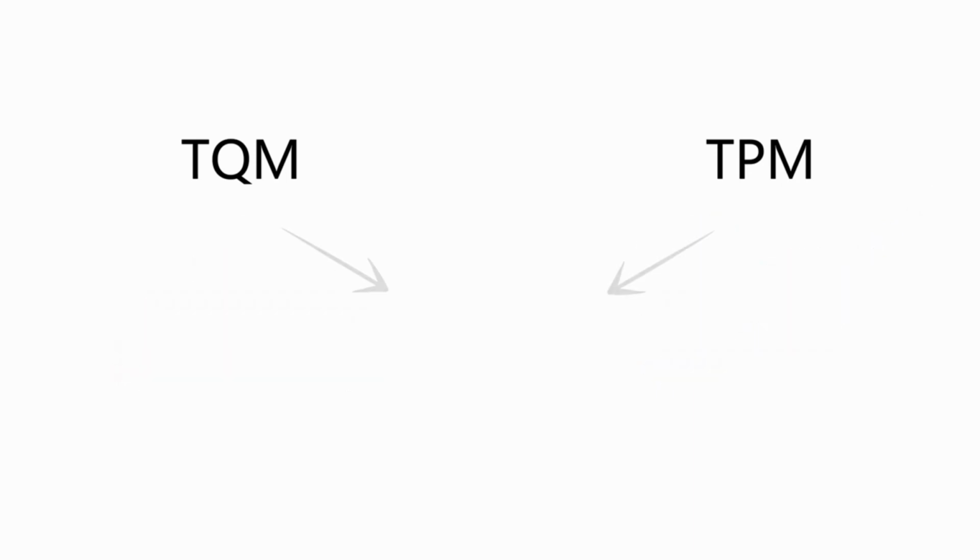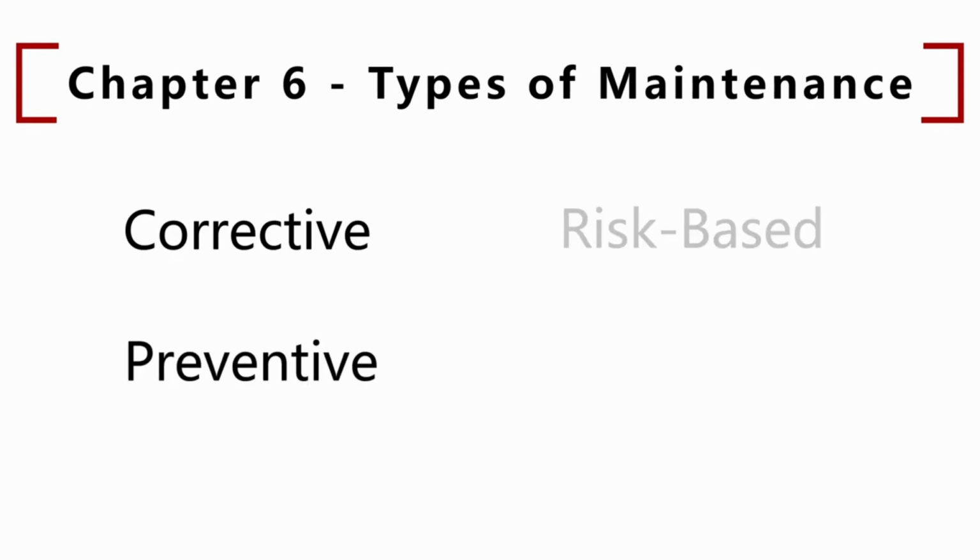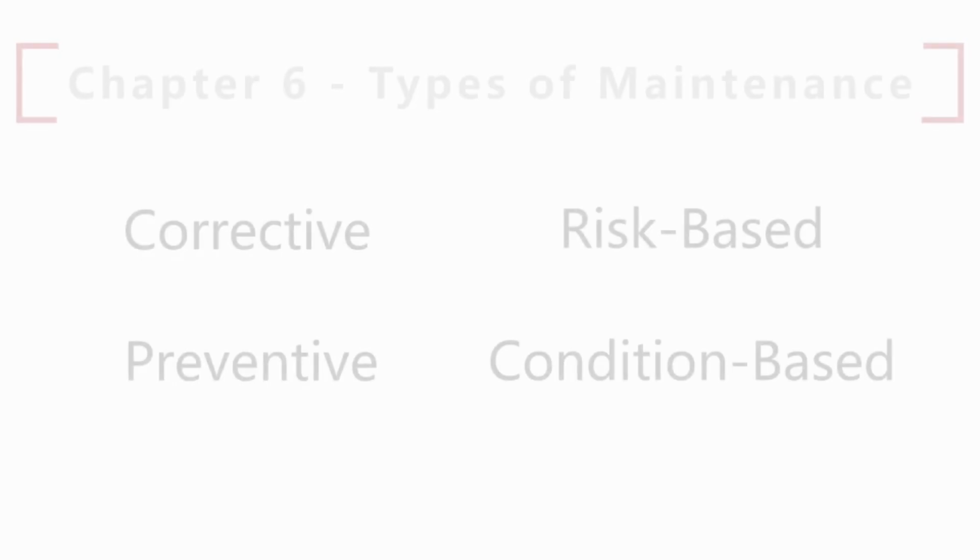TQM and TPM can both result in an increase in quality. However, the way of going there is different. TPM can be seen as a way to help to achieve the goal of TQM. Chapter 6. The different types of maintenance. 4 general types of maintenance philosophies can be identified, namely corrective, preventive, risk-based, and condition-based maintenance.